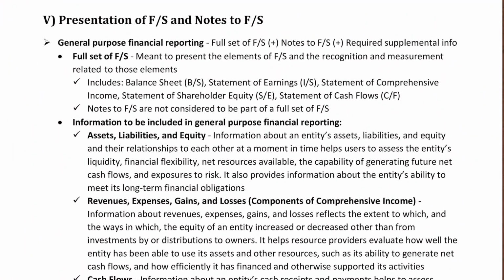On page 14, general purpose financial reporting. And as we've seen, this is a full set of financial statements plus notes to the financials plus any required supplementary information. Now, we know that the full set of financial statements includes the balance sheet, statement of earnings or income statement, statement of comprehensive income, statement of stockholders' equity, and the statement of cash flows.